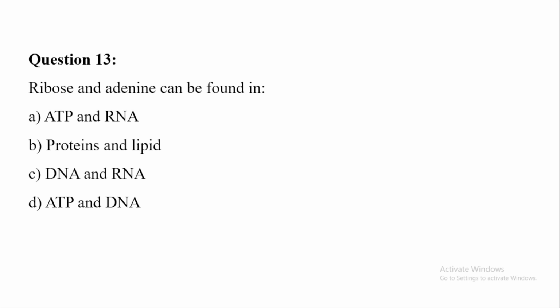So moving to the next question. Ribose and adenine can be found in. Option number A is ATP and RNA. Option number B is proteins and lipid. Option number C is DNA and RNA, and option number D is ATP and DNA. So in which of the following molecules are both ribose and adenine present? So if you see, the full form of ATP is, what's the full form of ATP?